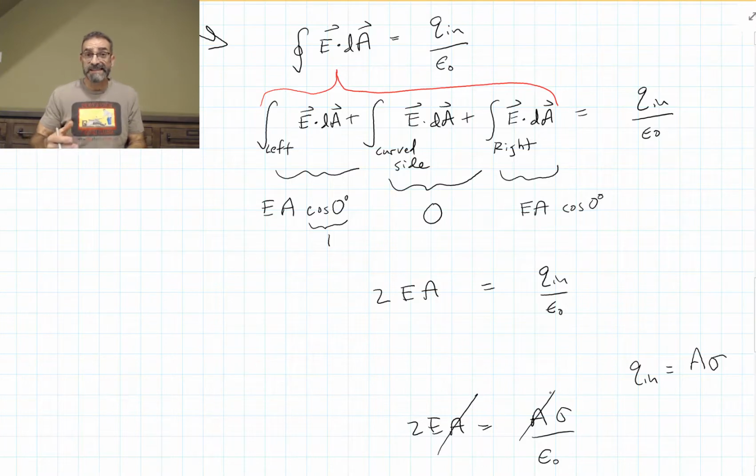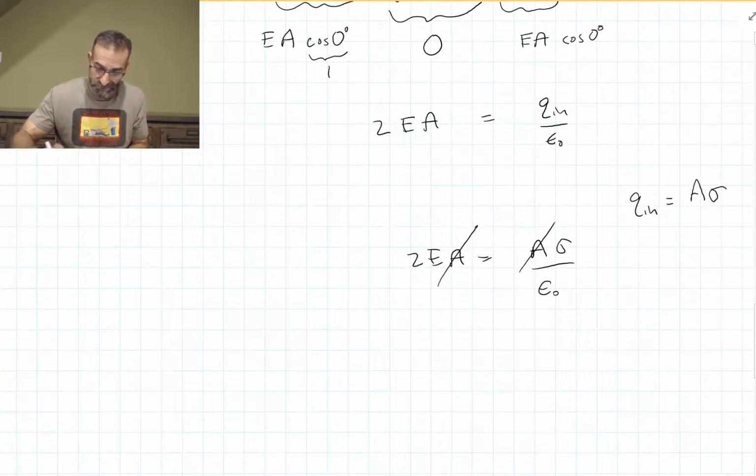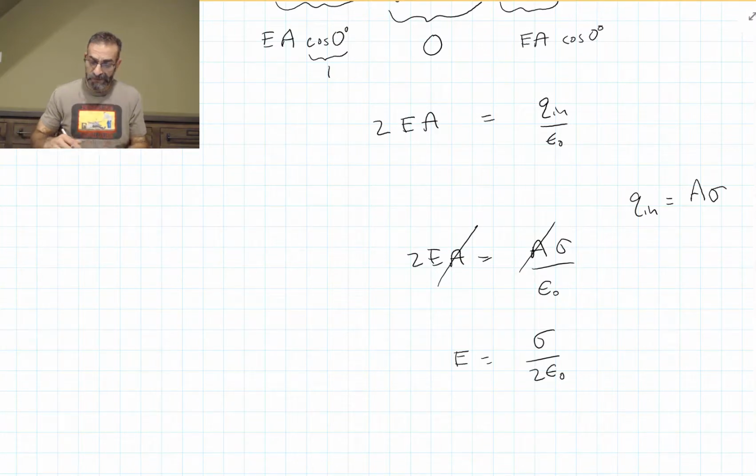And the area cancels out. And that makes sense because it's an arbitrary dimension of our Gaussian surface, and it shouldn't depend on that, right? If I pick an area that's small and you pick an area that's large, we should both end up with the same answer for our electric field, some distance away from the sheet. The electric field is sigma over 2 epsilon naught.